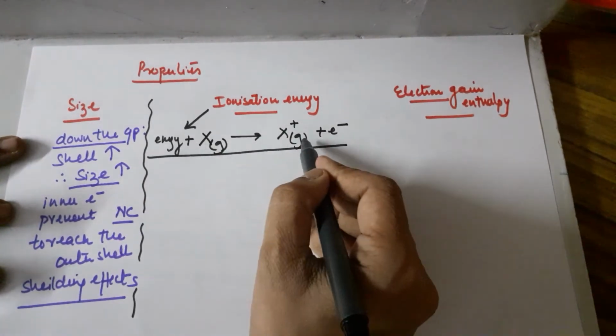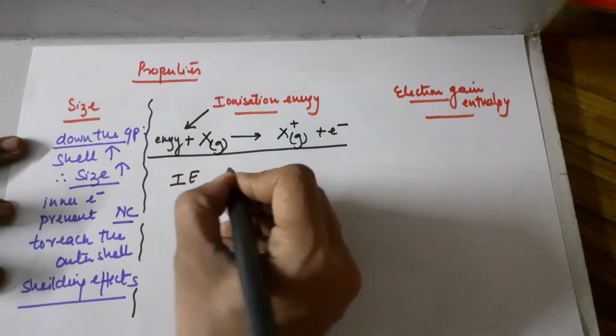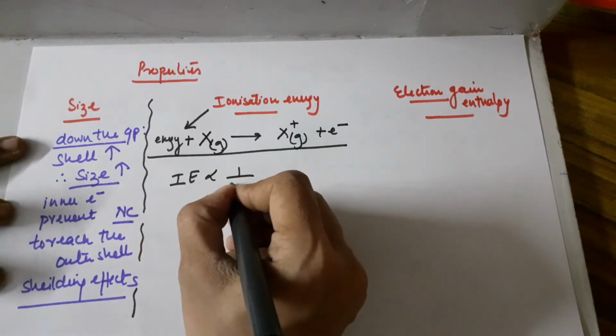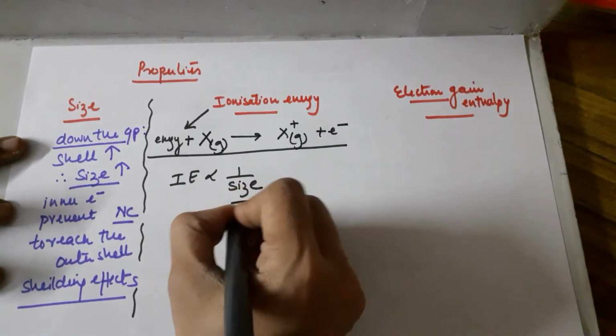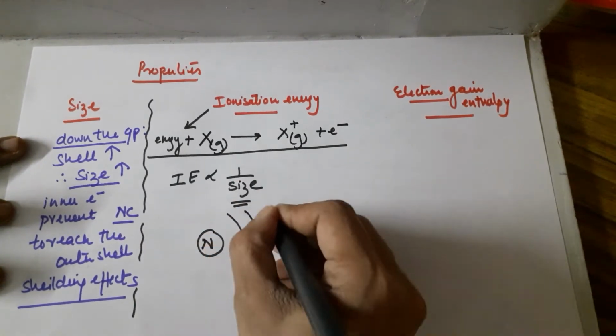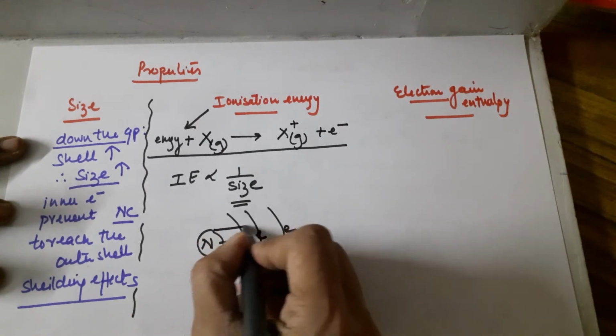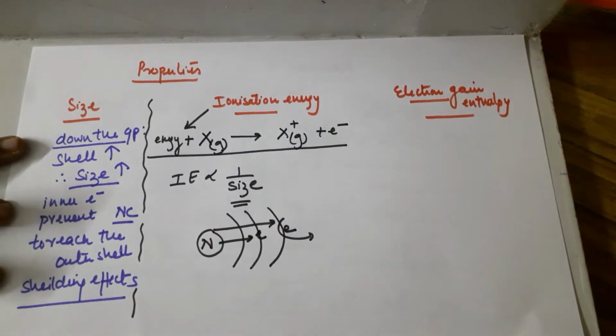So when we move down the group, as the size is increasing, your ionization energy is decreasing. It is inversely proportional to size because of the increasing number of shells. The outermost electron, this is your nucleus. These are the shells. As the electron moves away, its attraction by the nucleus is decreasing, so its removal becomes easier.